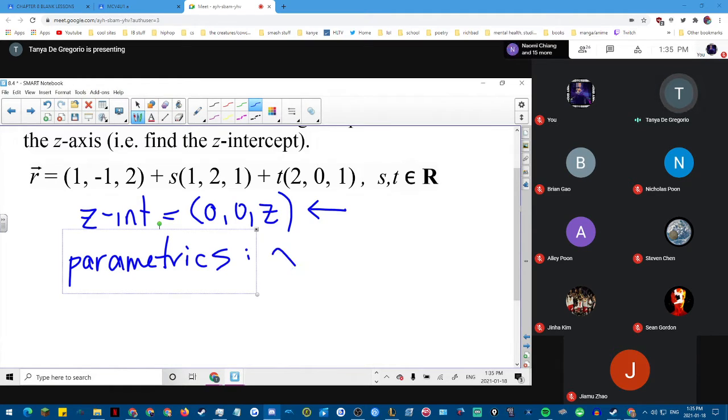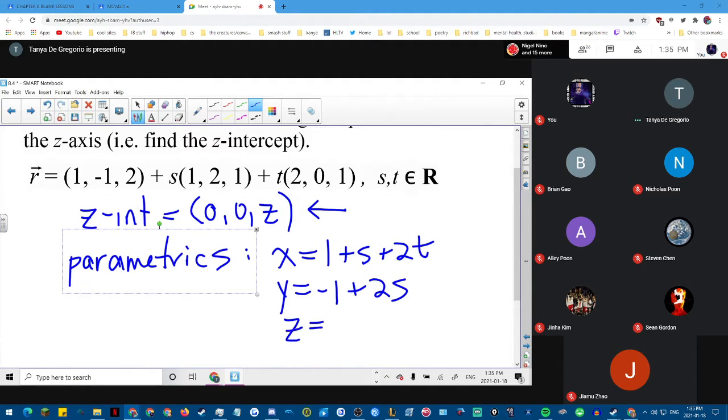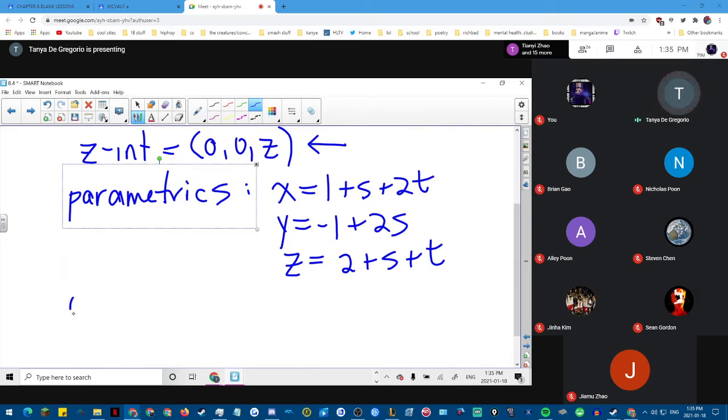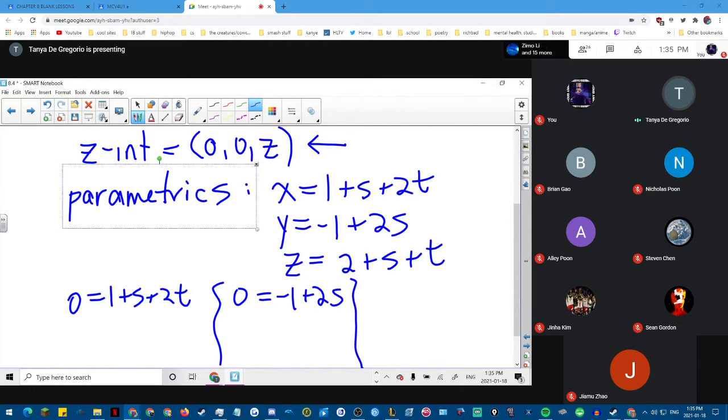So I would have x equals 1 plus s plus 2t. Y equals -1 plus 2s. Z equals 2 plus s plus t. And now we're just going to sub in. So I have 0 equals 1 plus s plus 2t. And then I have 0 equals -1 plus 2s. And then I have z equals 2 plus s plus t. Okay, cool.